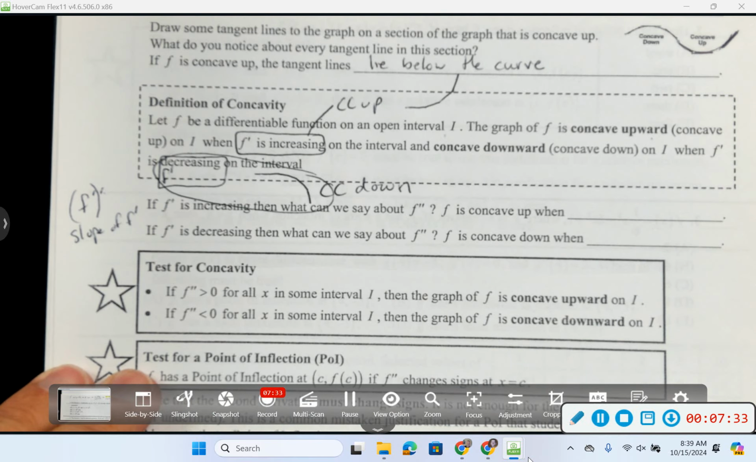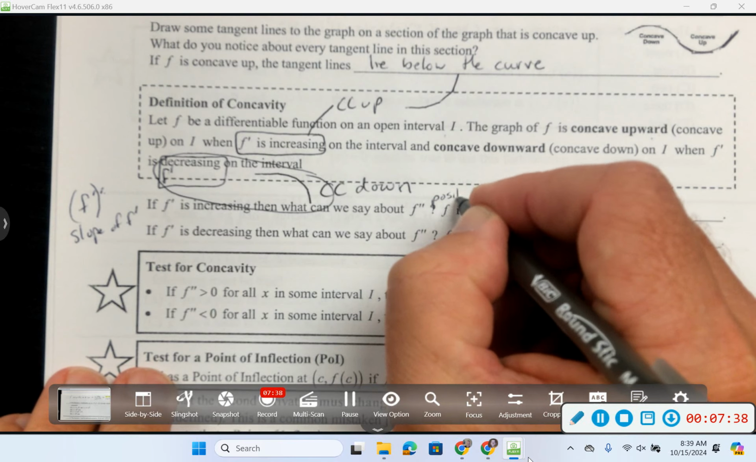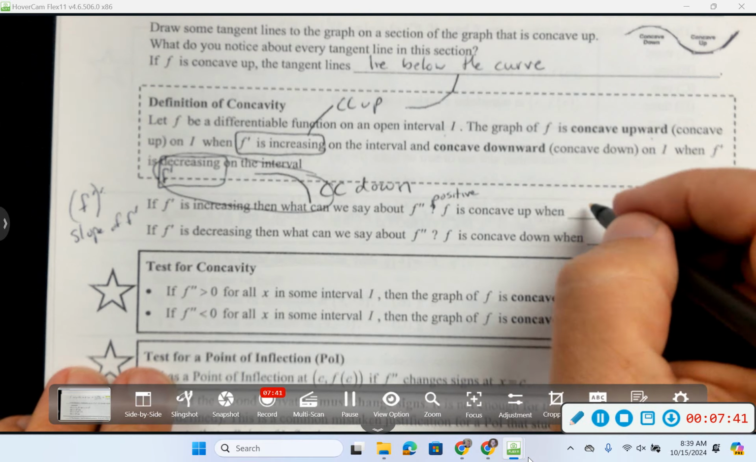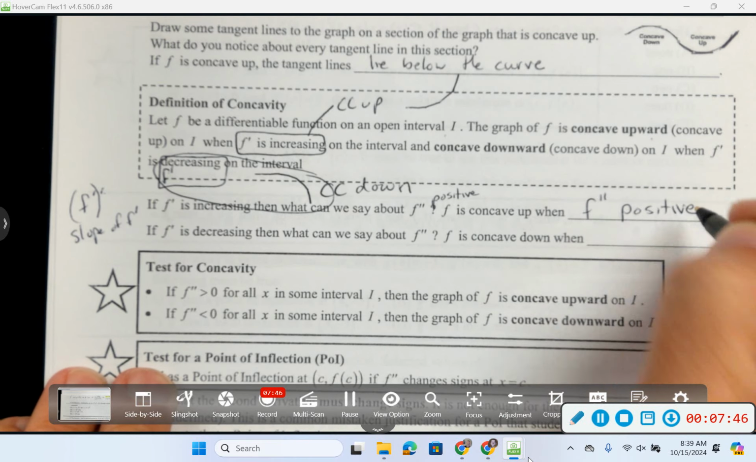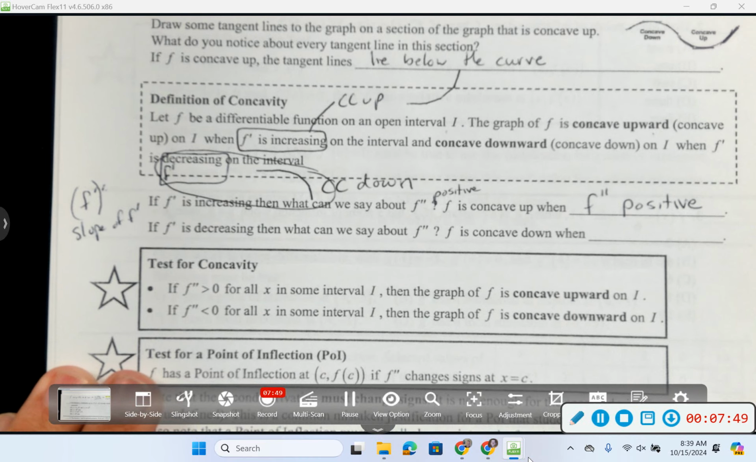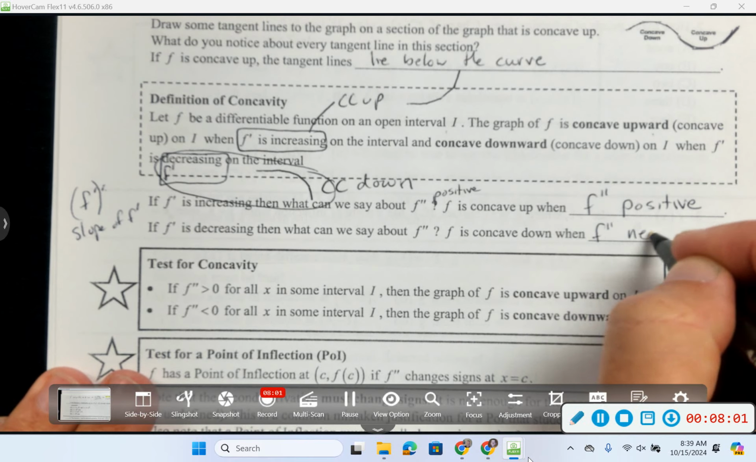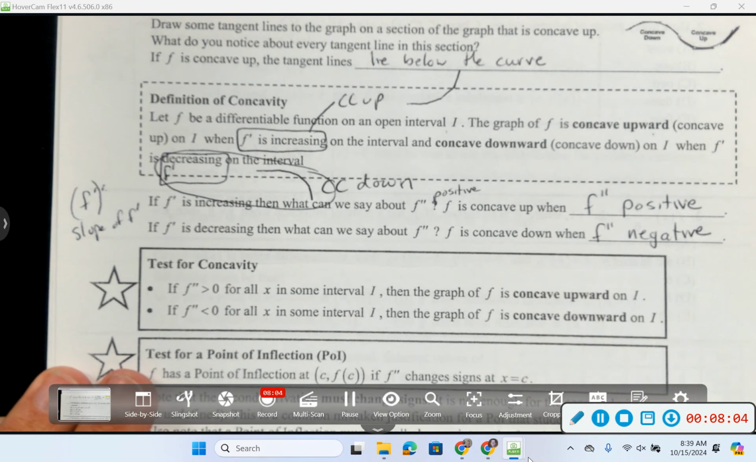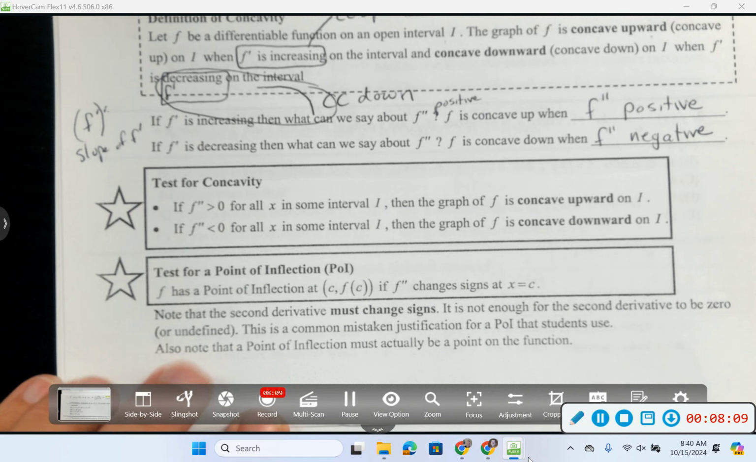And if f prime is increasing, then the slope of f prime is positive. So f double prime is positive. If f prime is decreasing, that means the slope of f prime is negative, then f double prime is negative. I'm going to try to put all this together later.